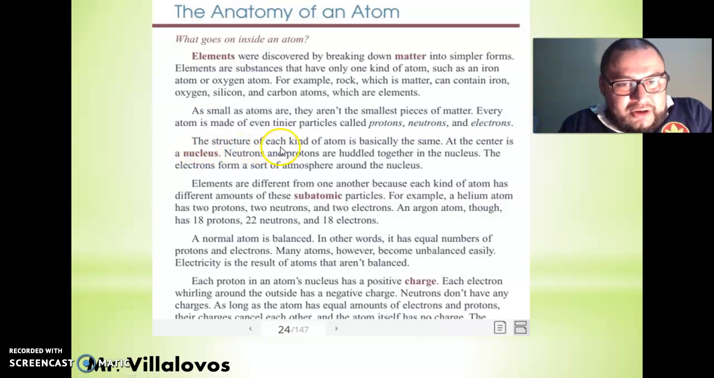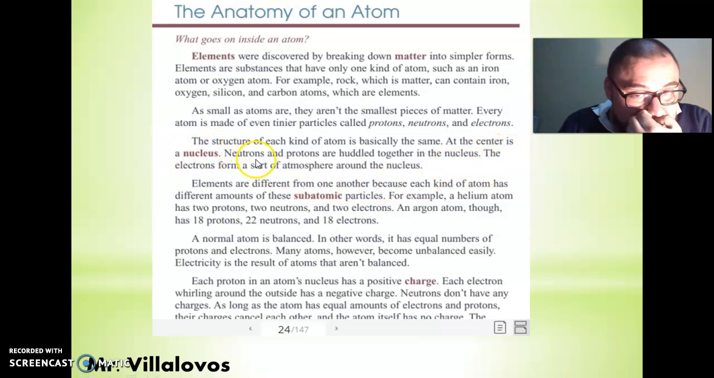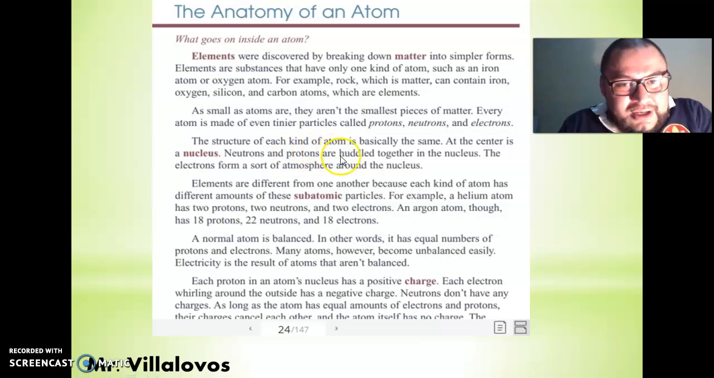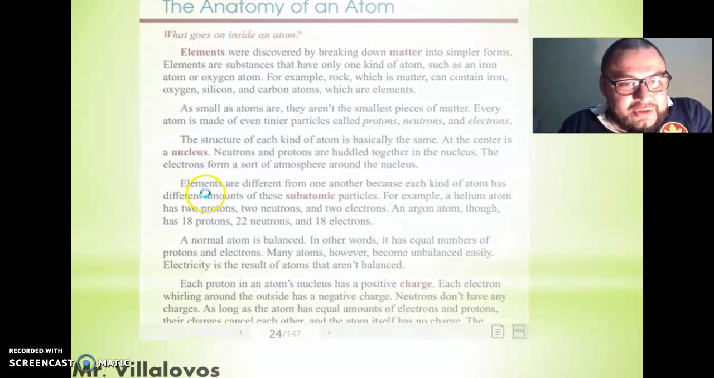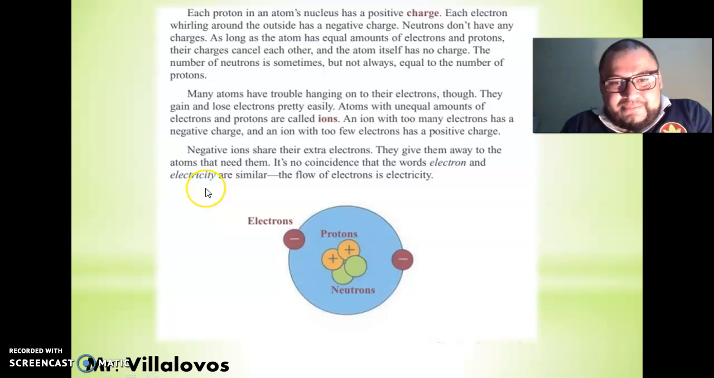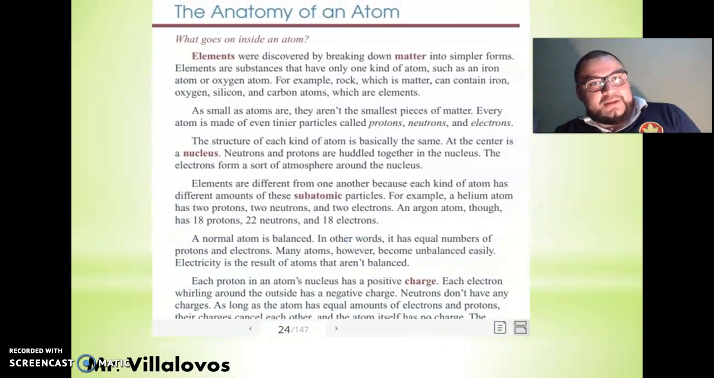The structure of each kind of atom is basically the same. At the center is the nucleus. Neutrons and protons are huddled together in the nucleus. The electrons form a sort of atmosphere around the nucleus. Look at the picture. We have electrons, protons, and neutrons inside the atom. I'm going to keep reading because I didn't finish.